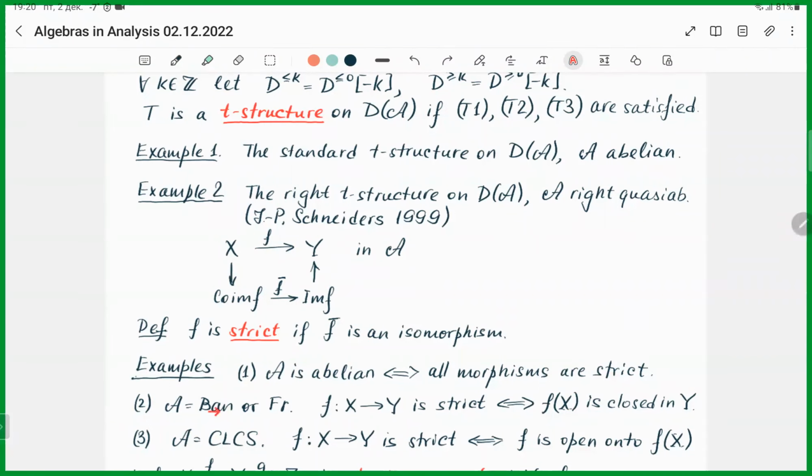And in the case of the category of complete locally convex spaces, it turns out that a morphism F is strict if and only if F is an open map of X onto its range, onto F of X.